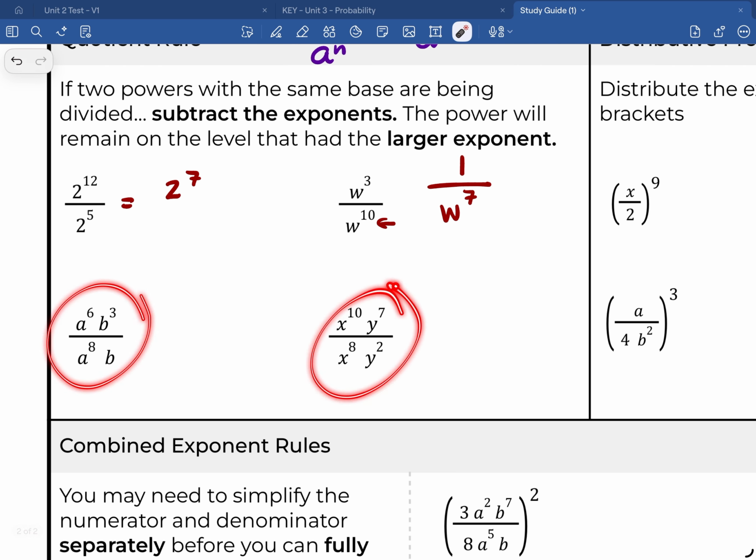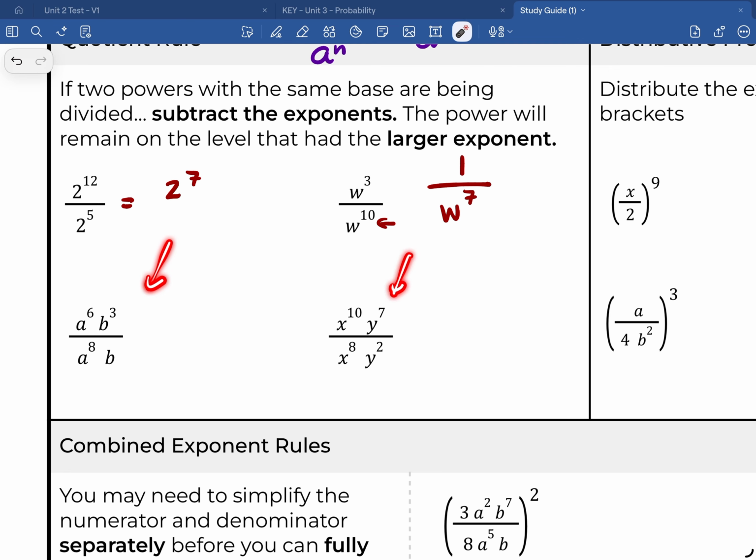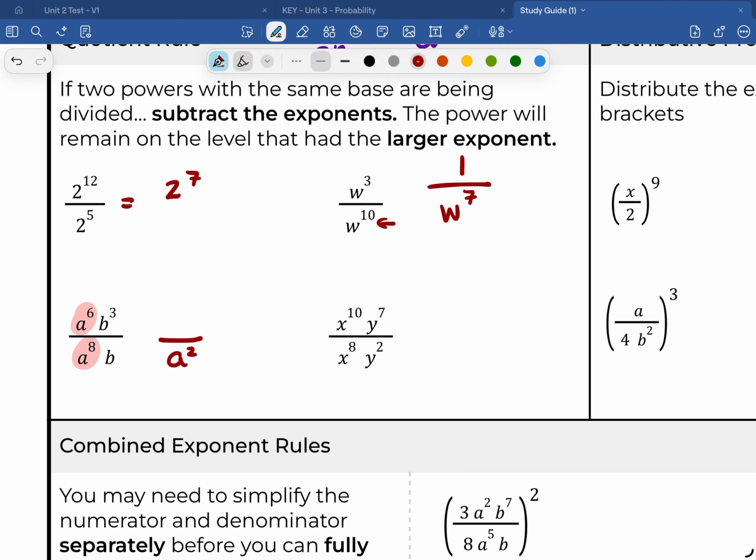If we have multiple variables involved, so here we have A's and B's, here we have X's and Y's, we can only subtract the exponents of things that match. So for this one, we can say A to the power of 6 and A to the power of 8. When they battle each other out, we'll have just 2 A's left on the bottom. So we can set that up. When we look at the B's, remember that we have B to the power of 1 on the bottom. So we'll have 3 minus 1 left over, which is B to the power of 2 on the top. And then this is as far as it can go. There's nothing else we can do here because we can't join together the A's and the B's.